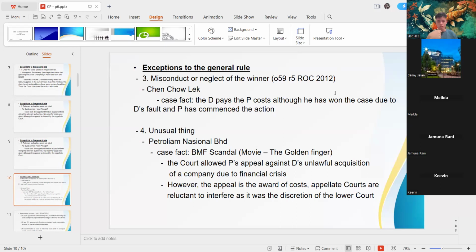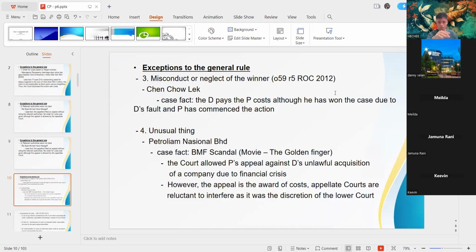Okay? And the fourth one is very unusual, because this case is Petroleum Nasional Berhad, in short form, we call it Petronas. The case fact is the BMF scandal, the Bumiputra Bank Malaysia. Actually, you can see this in the movie The Golden Finger. Because of the unlawful acquisition, it involves a financial scandal. Therefore, the court allowed the plaintiff's appeal against the defendant.